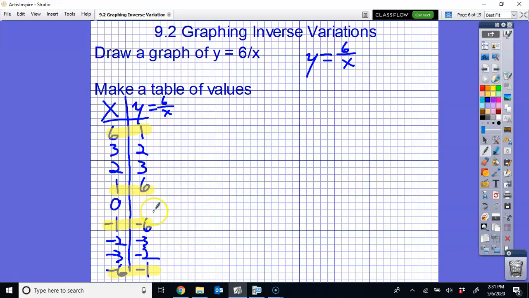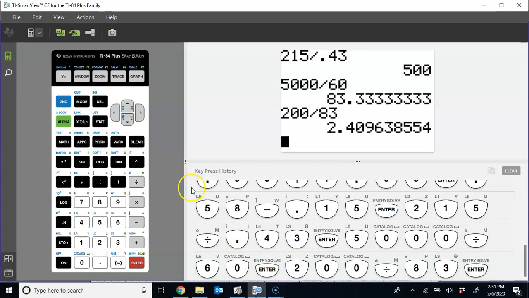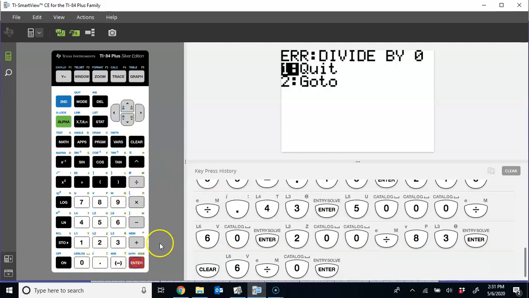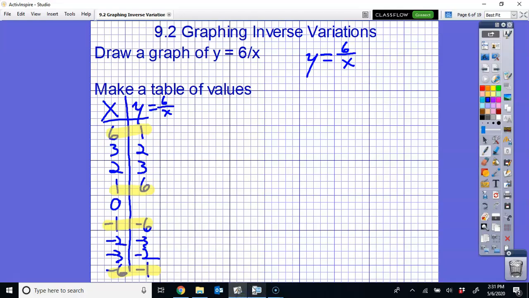Now, what about that 0, though? If I go and I take out my calculator and I do 6 divided by 0, it's going to tell me that that is an error, divided by 0, because that is undefined. We've talked about that when we talked about slope. That means that this doesn't actually have a point. And what that means is that causes a point of discontinuity on the graph.